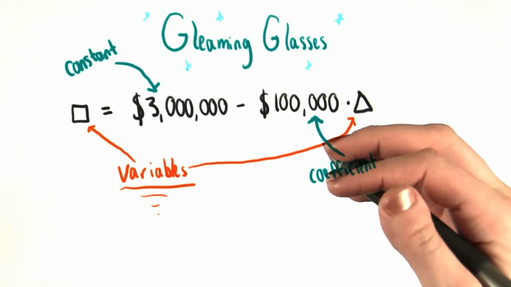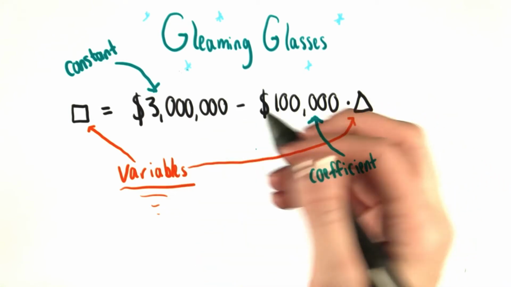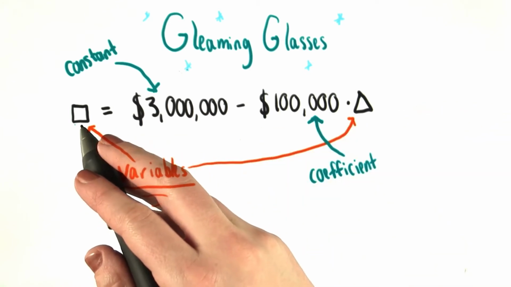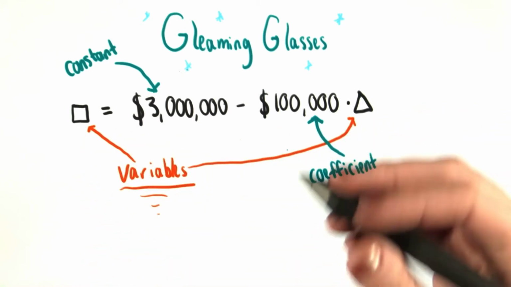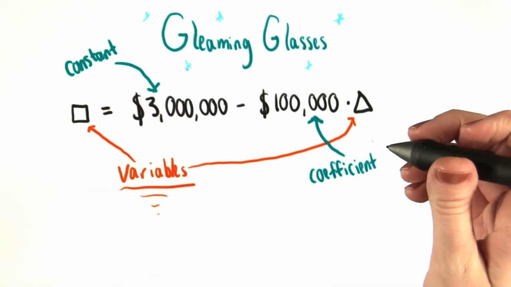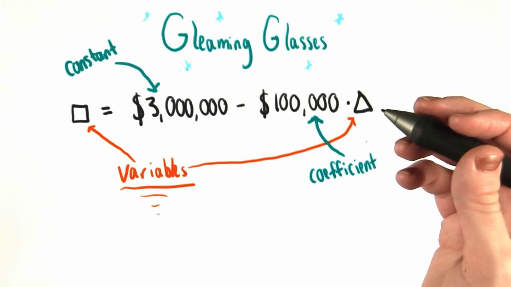So again, going back to our variables, I could have chosen any two symbols I wanted to represent these two quantities right here, the square and the triangle. I didn't have to choose a triangle, and I didn't have to choose a square. In fact, picking these two particular symbols is actually pretty unconventional in math.